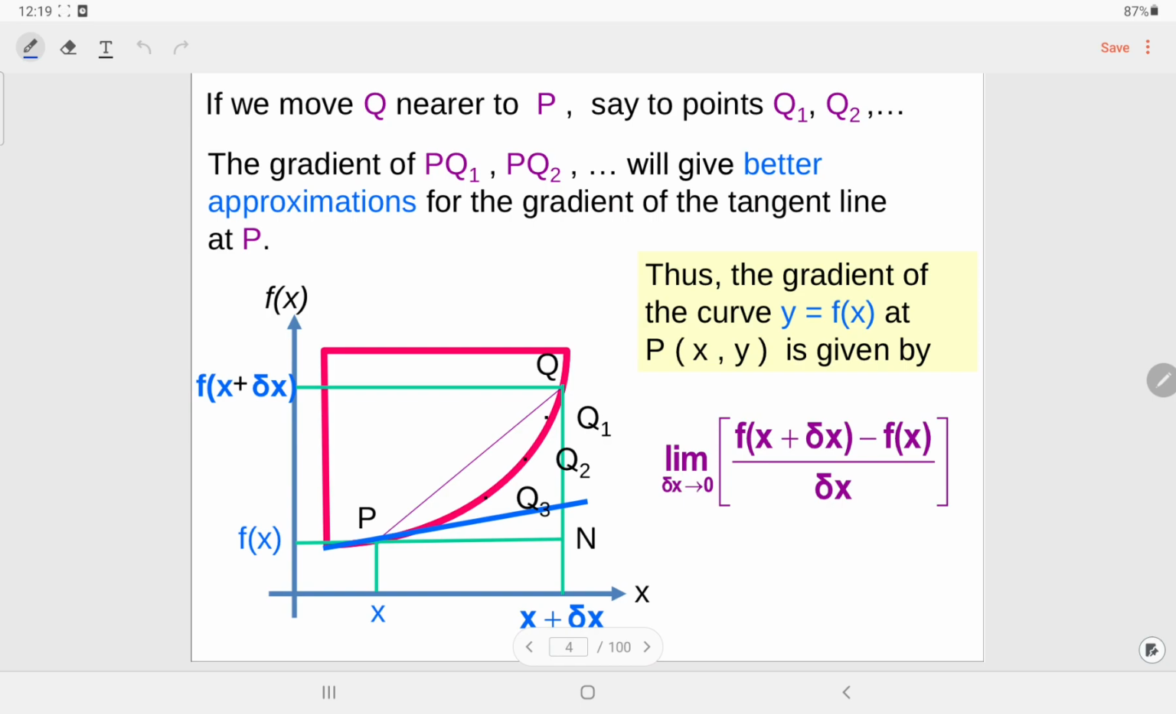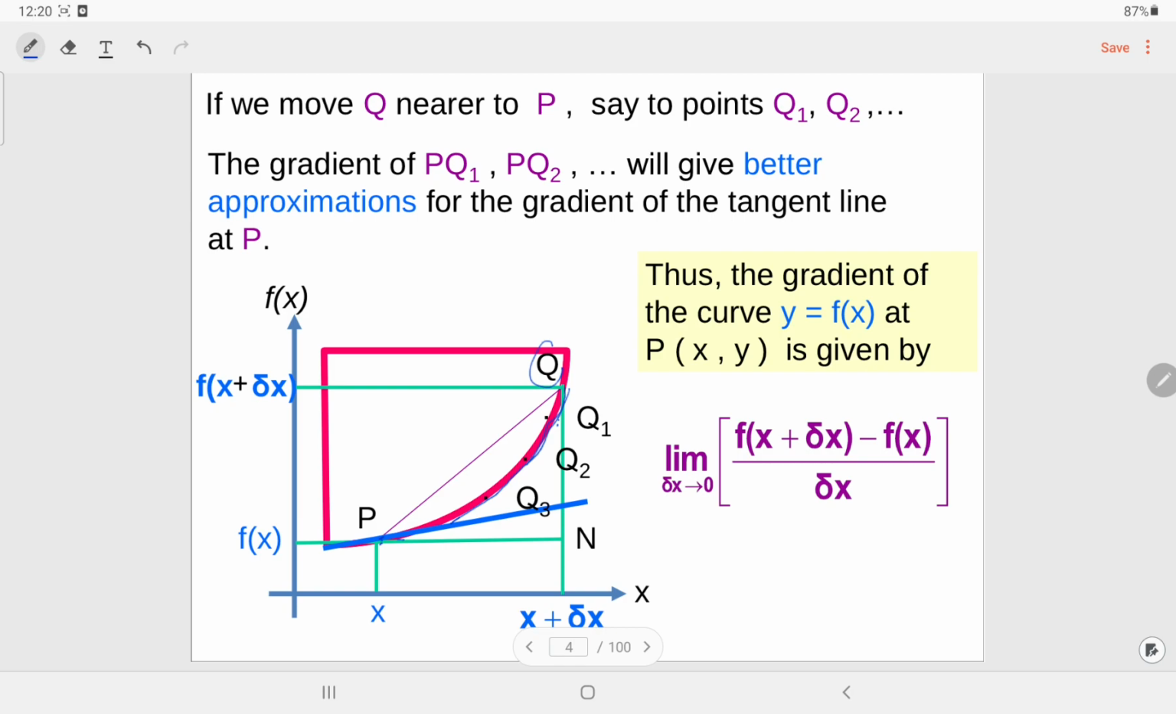If we move Q nearer to P, for example to the points Q1, Q2, Q3, and so on, the gradients of PQ1, PQ2, and so on will give a better approximation for the gradient of the tangent line at P.